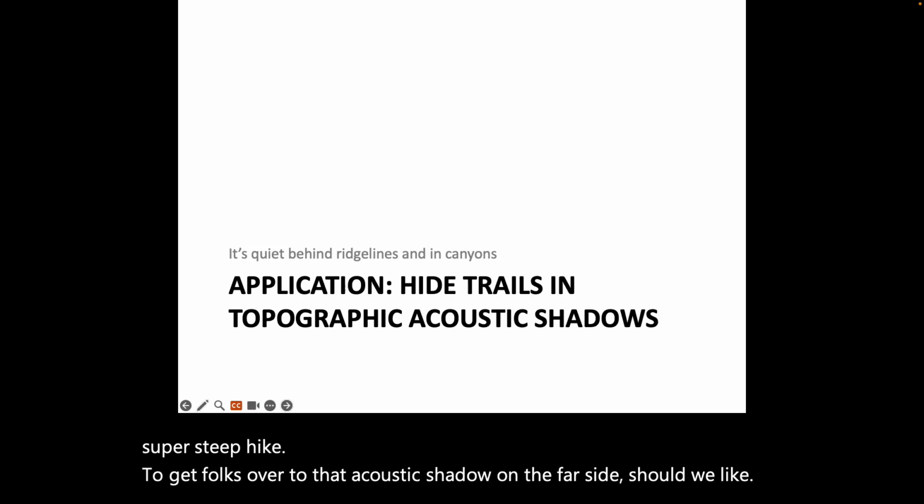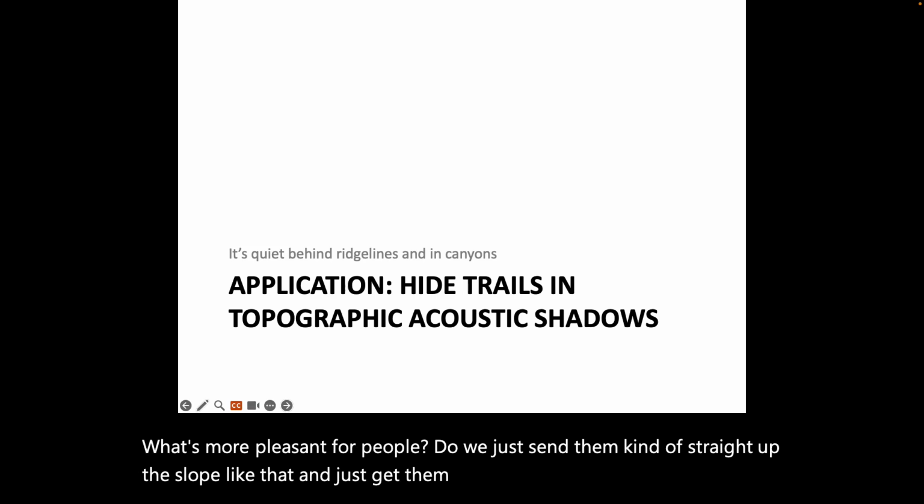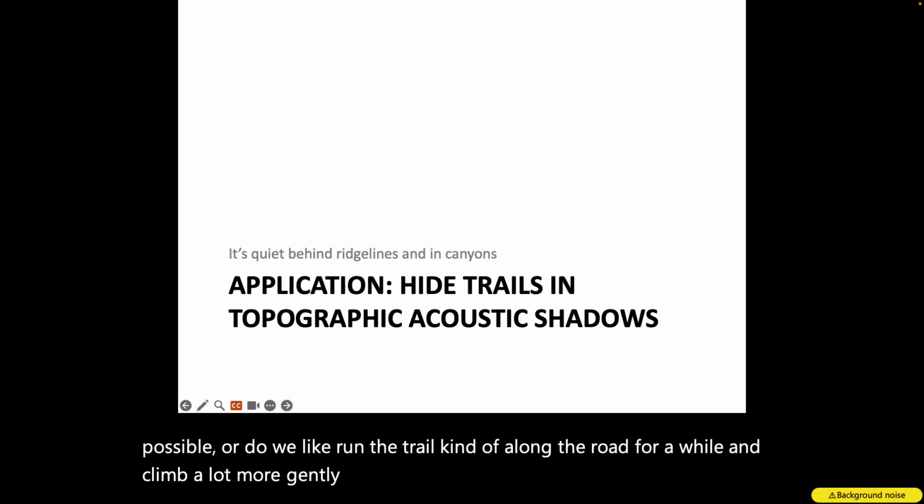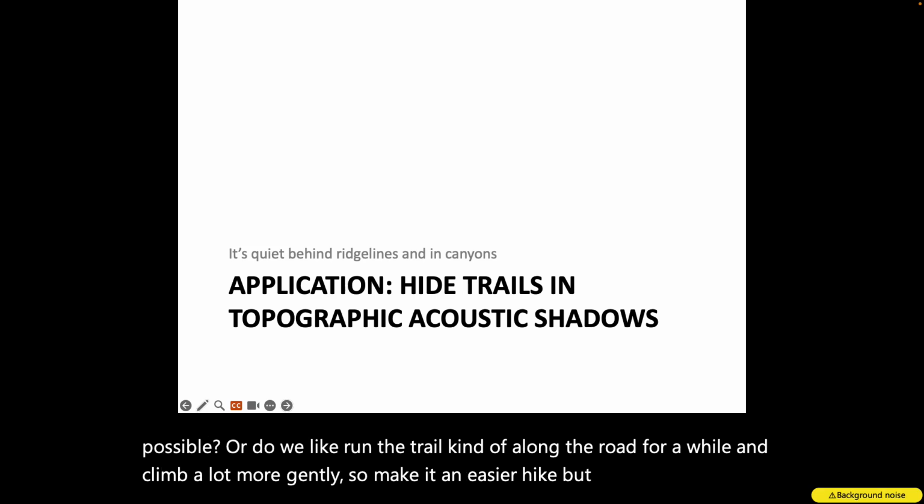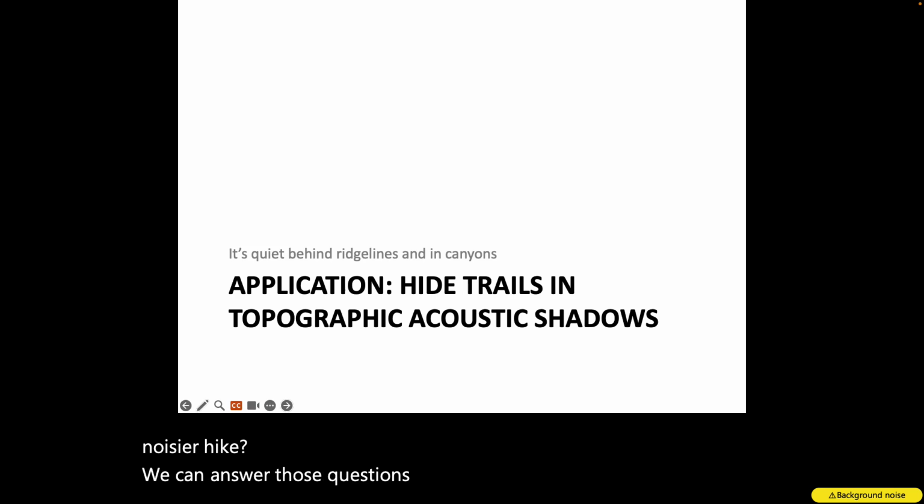What's more pleasant for people? Do we just send them kind of straight up the slope like that and just get them to the acoustic shadow as fast as possible? Or do we run the trail kind of along the road for a while and climb a lot more gently, so make it an easier hike but a much longer, noisier hike? We can answer those questions by running those analyses and stuff like that, okay?